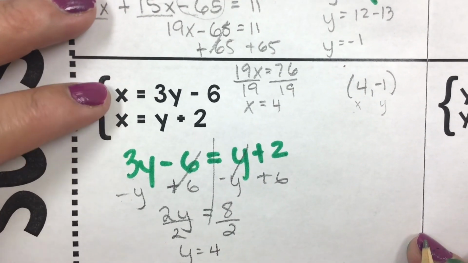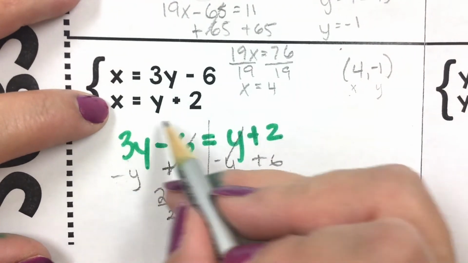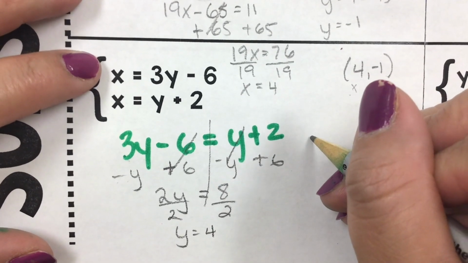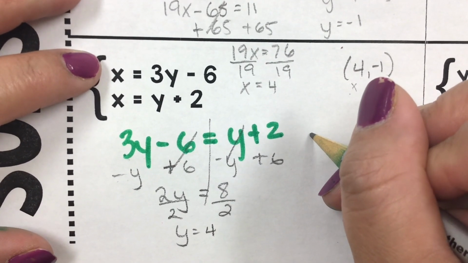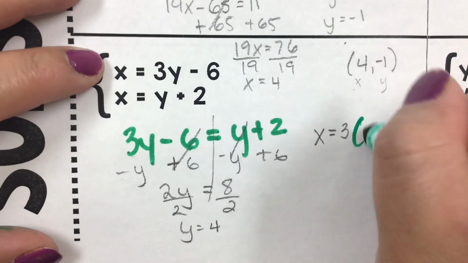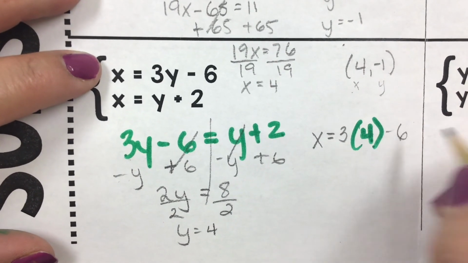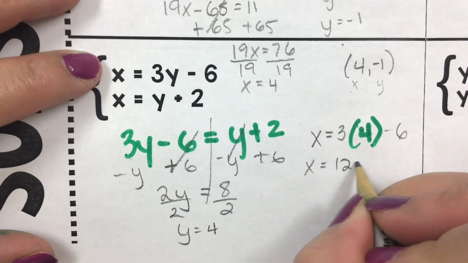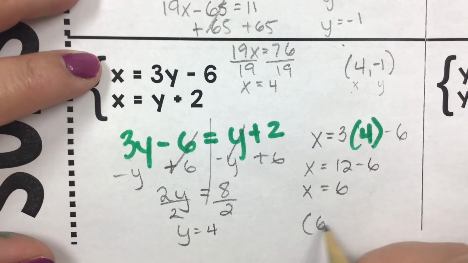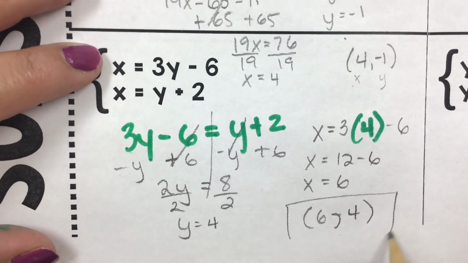It really doesn't matter which equation you substitute it into. I'm going to use the first. Well, let's use the second one. Let's use the first, just to make sure that either way you're going to get the same answer. x is equal to 3, and now we have the y value, 4, minus 6. x is equal to 12 minus 6. x is equal to 6. The x goes first. 6 comma 4 is your final answer.